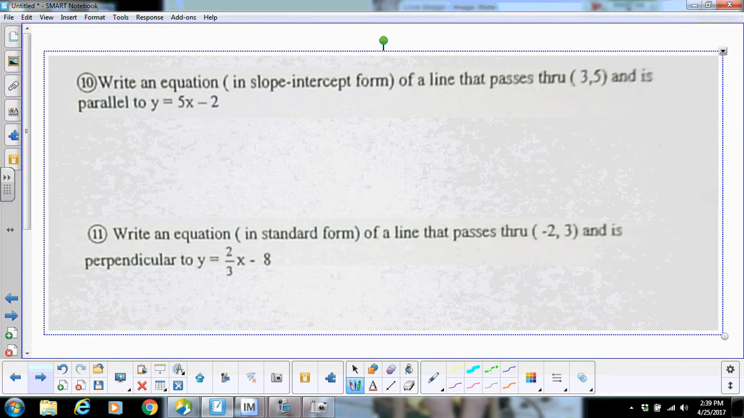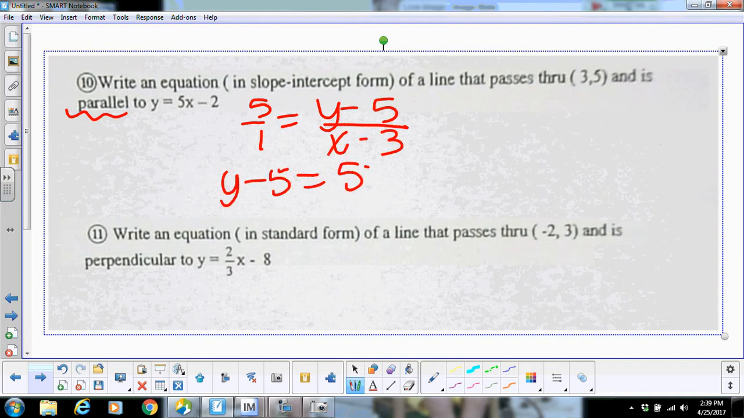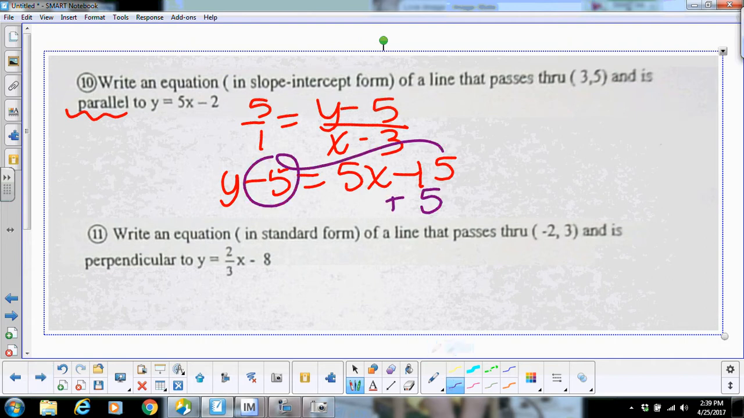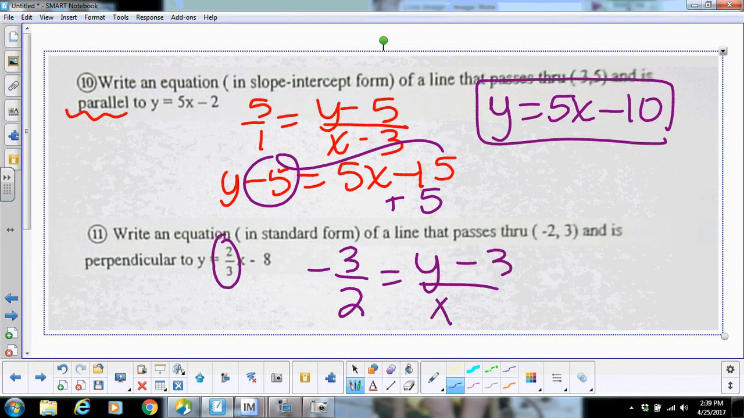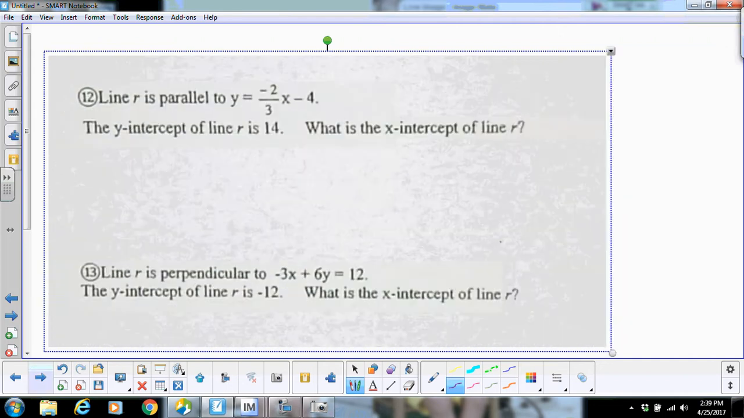Okay, it is parallel on this one, so that means your slope is going to be the same. So we're going to use the 5 over 1 equals y minus 5 over x minus 3, and you're going to cross multiply. Y minus 5 is going to equal 5x minus 15. And since it wants it in slope intercept form, we're going to move the 5. So it's going to be y equals 5x minus 10. Now down here, it does want perpendicular, so remember you're going to have to flip your fraction. And it does want it in standard form, so make sure x and y are together on the left-hand side, no fractions and no negative x.